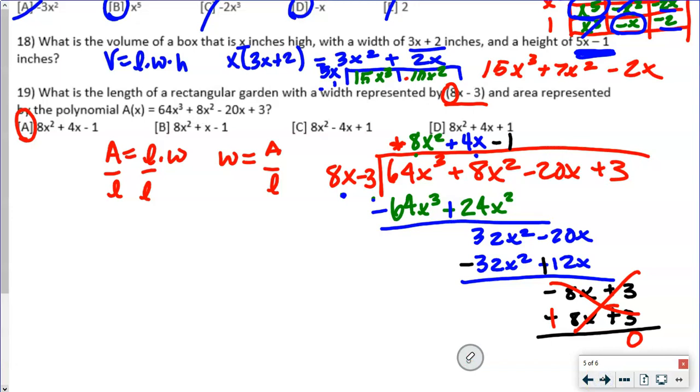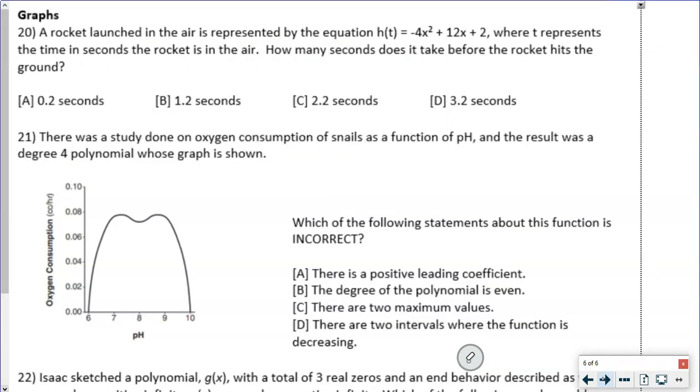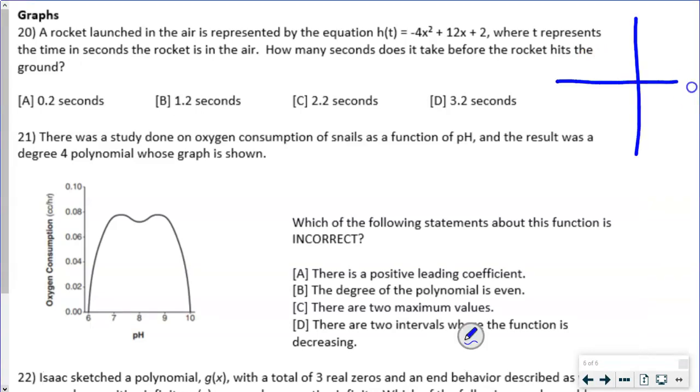All right, so the next thing is our graphs, okay? So our rocket launched in the air is represented by the equation negative 4x squared plus 12x plus 2, where t represents the time in seconds the rocket is in the air. How many seconds does it take before the rocket hits the ground? So this is what we're looking for, okay? So when we're doing this question, y'all, what we want to do is put this in Desmos, and then look at the graph, okay? So this is actually going to go up somewhere, and it's going to come down somewhere, okay?